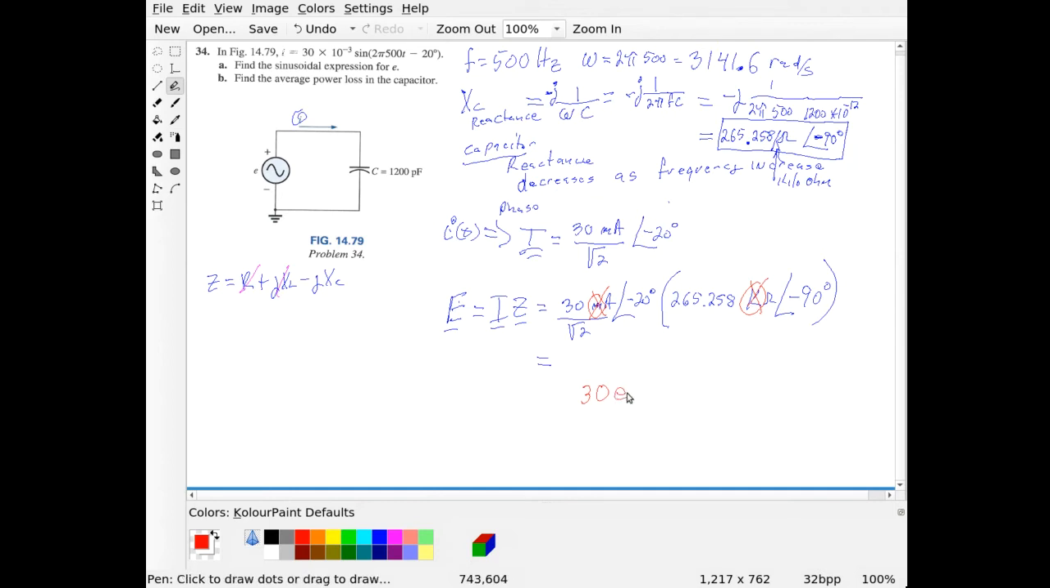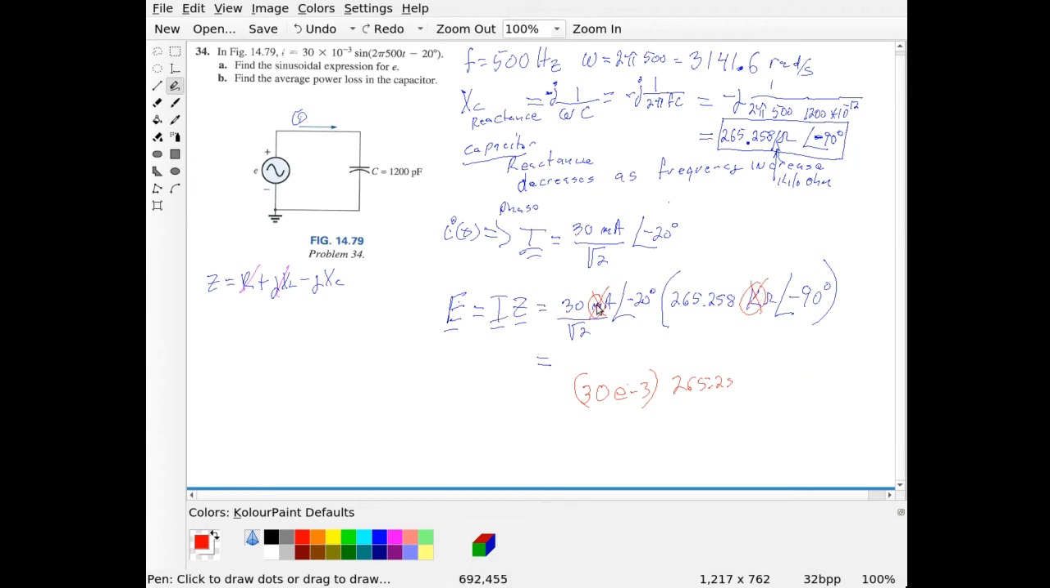could put in something like 30e to the minus 3, right, times 265.258 times e to the plus 3, and then divide by the square root of 2, right? And you could punch it in that way.